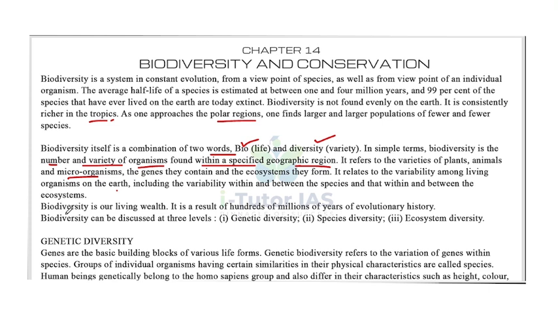Now, biodiversity is our living wealth. It is a result of hundreds of millions of years of evolutionary history. And biodiversity can be discussed at three levels. The first one is genetic diversity, second one species diversity, and third one ecosystem diversity.